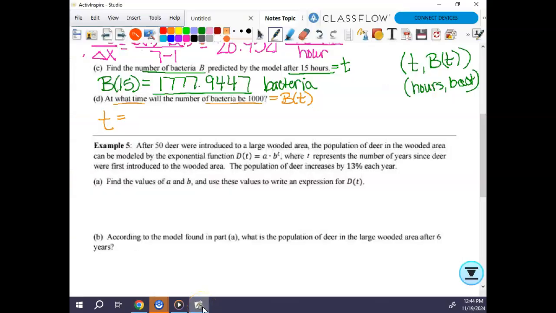So that means I can come over here and say t equals 13.1436. And what are my units? Hours. Okay. What questions do you have?